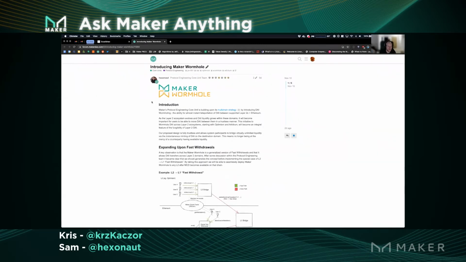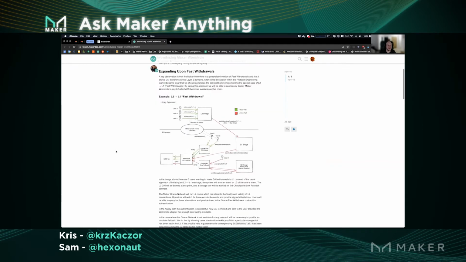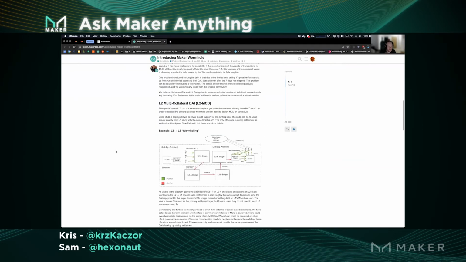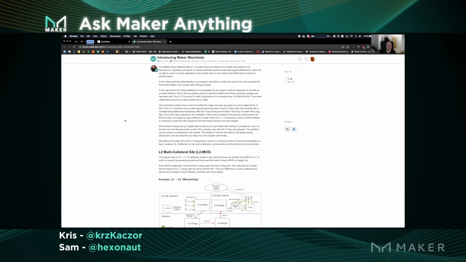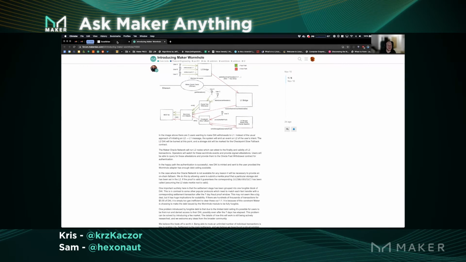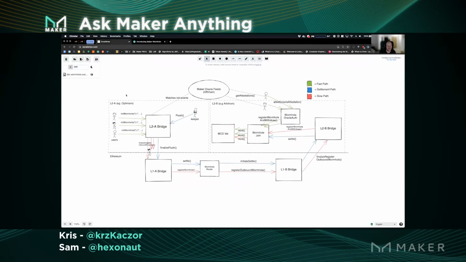So first of all, Sam wrote down all the details about Maker Wormhole in the governance forum. So you can read that, but actually, some details of this design are outdated now. And let me go through the current version.